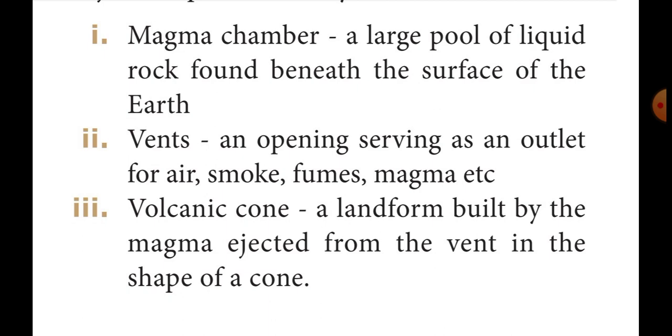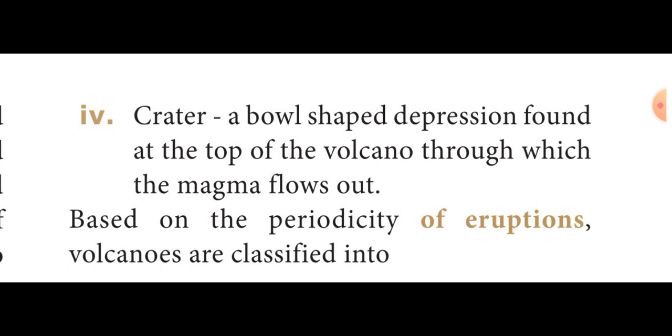Then the last major component is the crater. It is a bowl-shaped depression found at the top of the volcano through which the magma flows out. When the magma comes outside the earth, at the top of the volcano we can find the bowl shape. That is called the crater. These four are the major components of volcanoes.